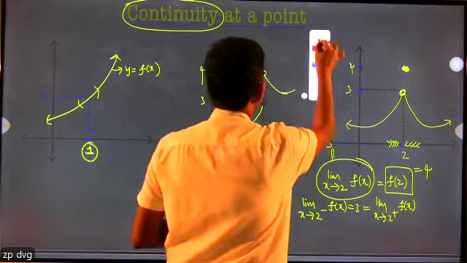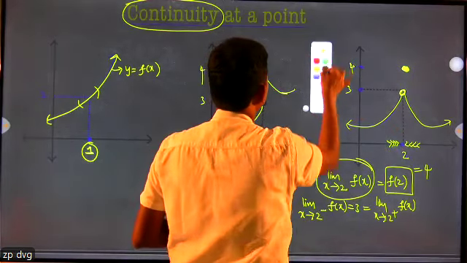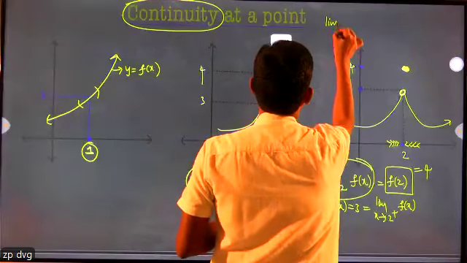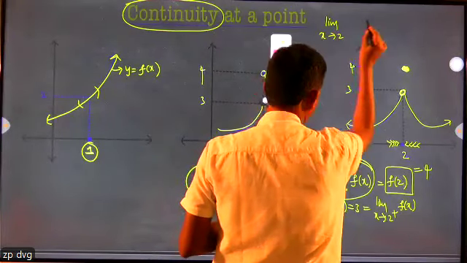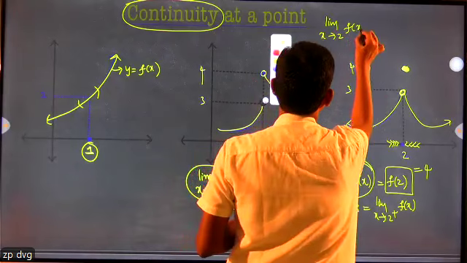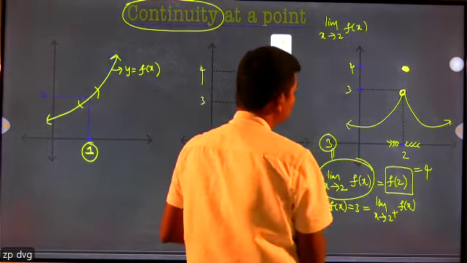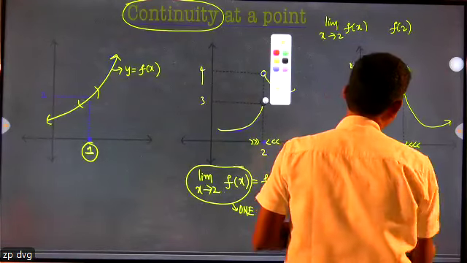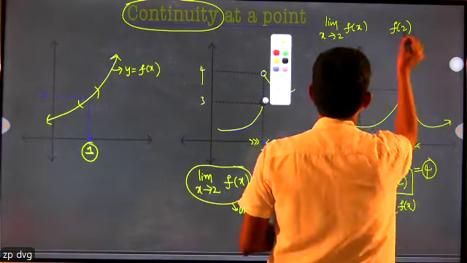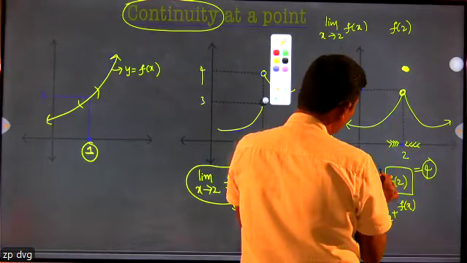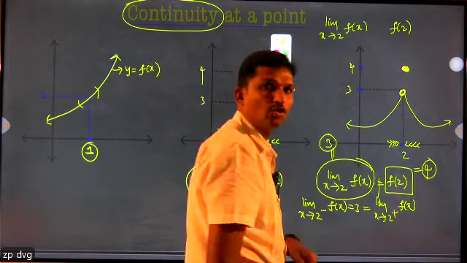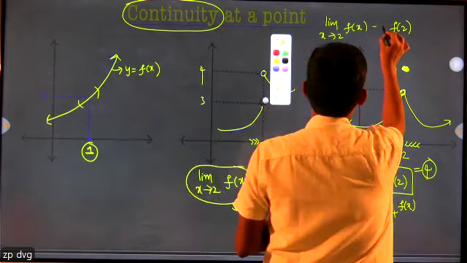What happened? In this particular example, limit as x approaches 2 of f of x exists. What is that value? That value is 3. And f of 2 also exists. What is f of 2? f of 2 is defined as 4. This is also defined. This is 3, this is 4. Are these two equal? They are not equal because this is giving 3 and this is giving 4, right? These two are not equal.